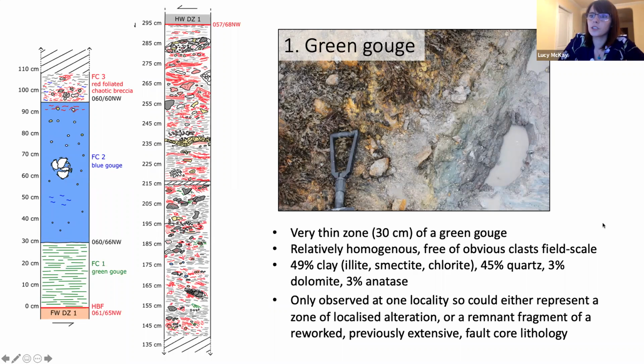The first unit is this localized green gouge, which is very thin, only about 30 centimeters, and is relatively homogeneous, free of any obvious clasts in the field. XRD observations revealed that almost half of it is clay, illite, smectite, and chlorite, and it's quartz rich. It's only observed at one locality, so it could either represent a zone of localized alteration or a remnant fragment of a reworked, previously extensive fault core lithology.